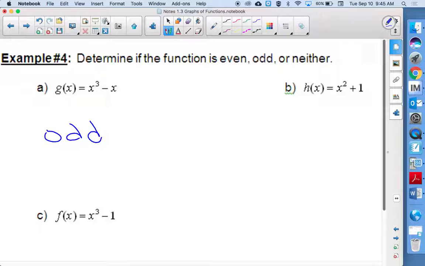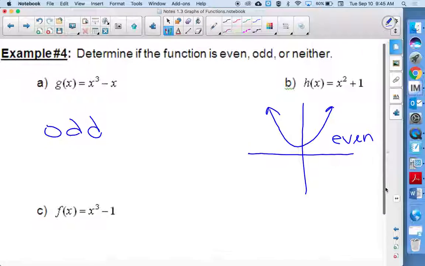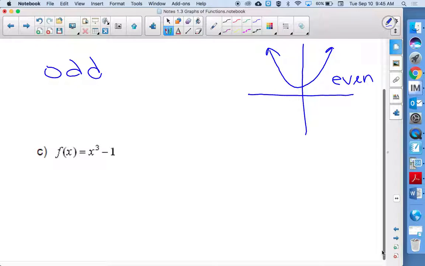Letter B, that's a parabola, and it just moves up 1 on the axis. So this guy is even. Any parabola that's on the y-axis is even. And the last one, that one's neither, because it starts down at -1, and the first quadrant is not the same as the third quadrant. So this is a neither option.